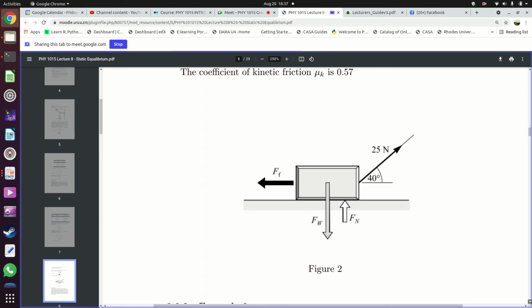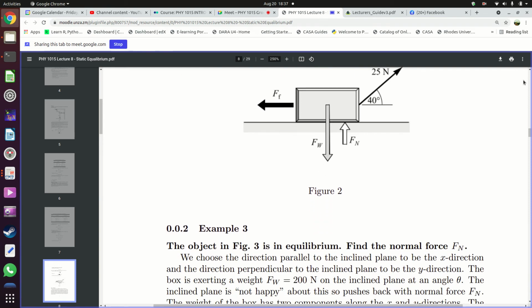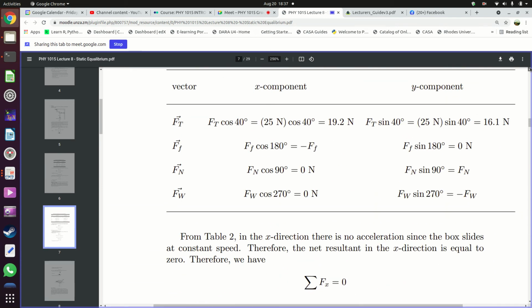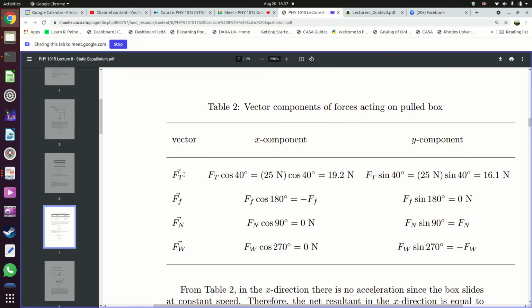When you do that, you need to do it in a table. The table you're going to use for that purpose needs to look like this. For the tension in the rope, Ft, or we could have just called it T, which is 25 newtons, the x component is 25 times cos 40 degrees. So you're going to have your x component of the tension as 19.2. The y component of the tension is going to be Ft sine 40 degrees, so 25 newtons times sine 40 degrees. So you're going to have 16.1.